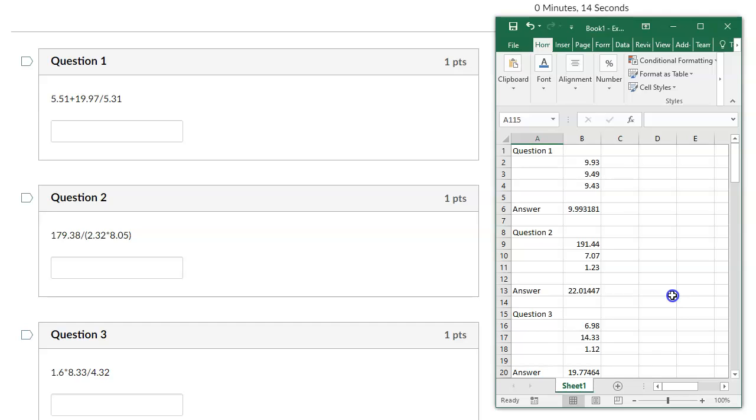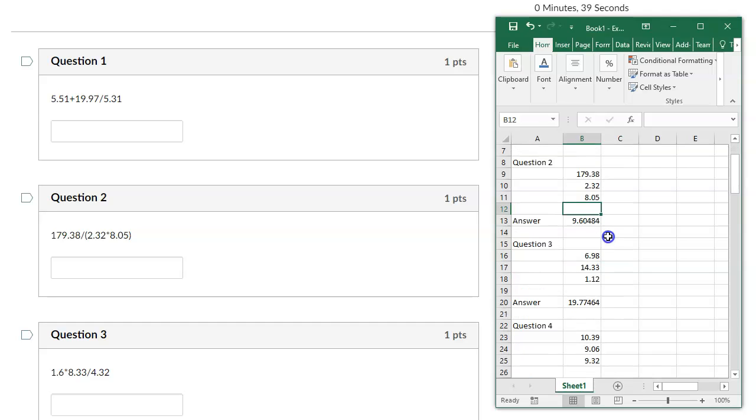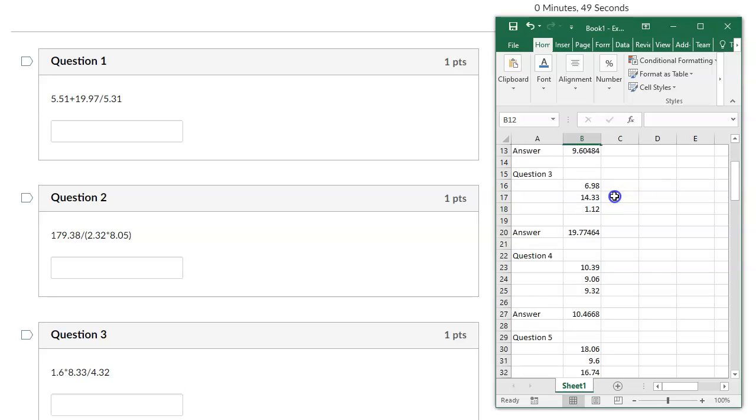Well, if you've done it like this, now all I have to do is come in here and go 5.51, 19.97, 5.31, and I have the answer to question 1. I just have to give Excel my new inputs. 179.38, 2.32, 8.05, and I've got the answer to question 2. The great thing about this is it also puts the inputs out where I see them clearly. And so if I've got a typo in a number and that's all I did wrong, it's much easier to debug and to figure out what I've done.